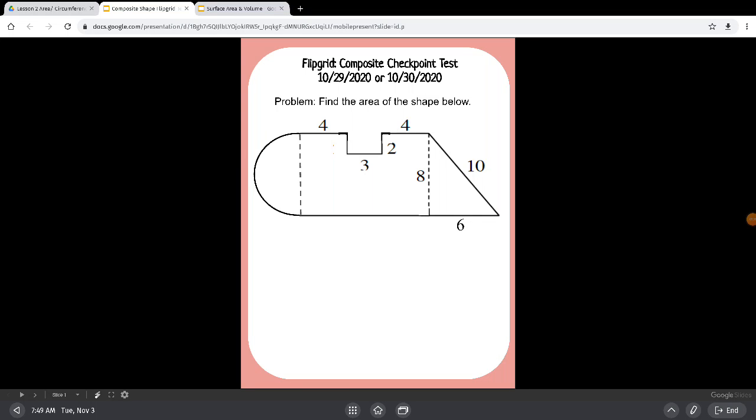This is a video for us to go over your composite checkpoint test that you took last week. So in this video, I'm going to go ahead and show you how to solve this and the explanation and steps that I wanted you to follow.